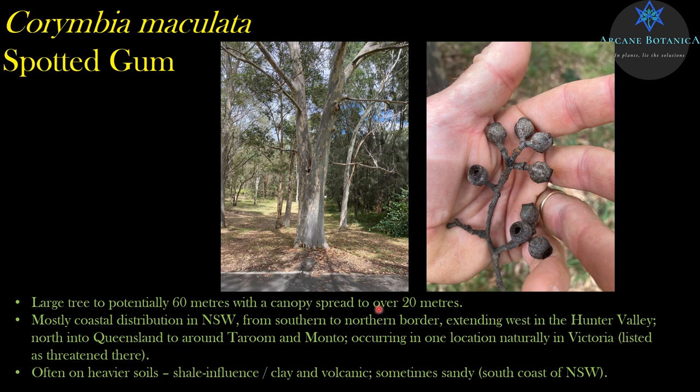Because it's only in one location naturally, they've listed it as threatened. It's in the east of Victoria, but it has been planted elsewhere in Victoria and naturalised, but they're not recognised as natural populations, more like weedy or introduced populations. So that's really interesting. I find it's often on heavier soils. It can definitely be on clay soils with a shale influence, as well as volcanic, but you can also find it on sandy soils as well, especially on the south coast of New South Wales, which I'll show you in a minute. So it's tolerant of a variety of soils, but I find if you see it, it normally means you've got a bit of a clay influence in the soil.